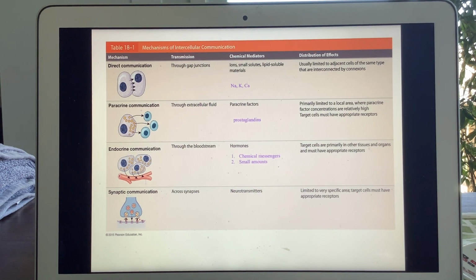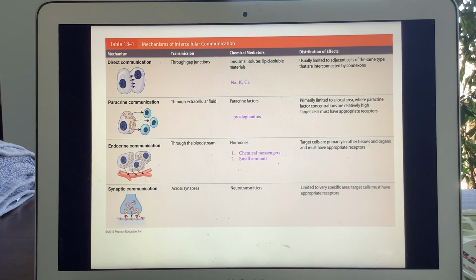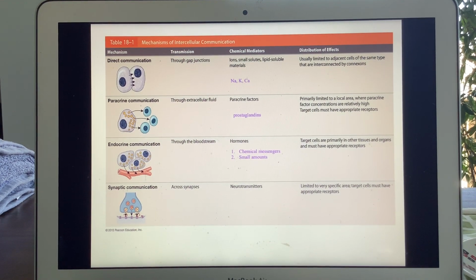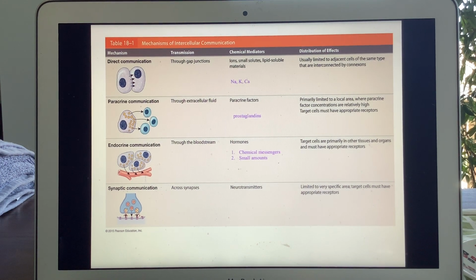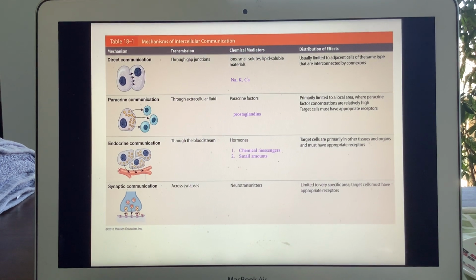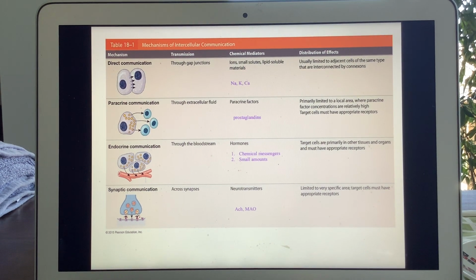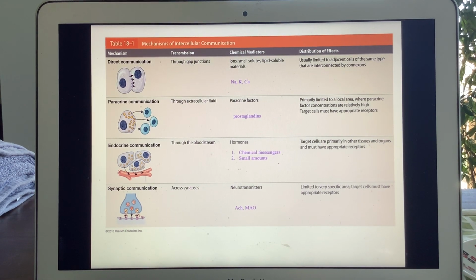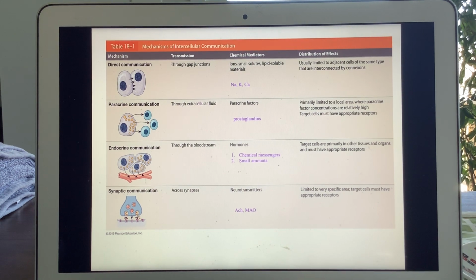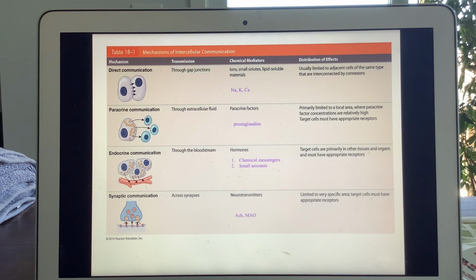And then the very last type of intercellular or between cell communication we did first semester, synaptic communication. Well, here's a shocker. Synaptic communication occurs across synapses. The chemical messengers are neurotransmitters. We talked extensively about two neurotransmitters last semester in 175, ACH or acetylcholine and MAO or monoamine oxidase. Those are the two types of neurotransmitters we talked about.